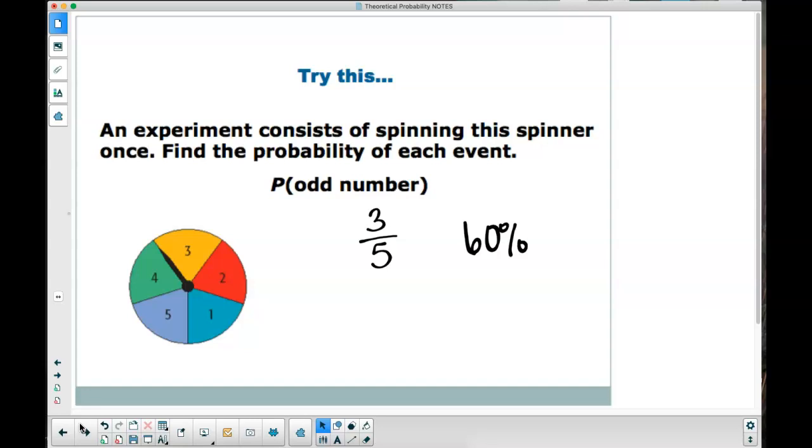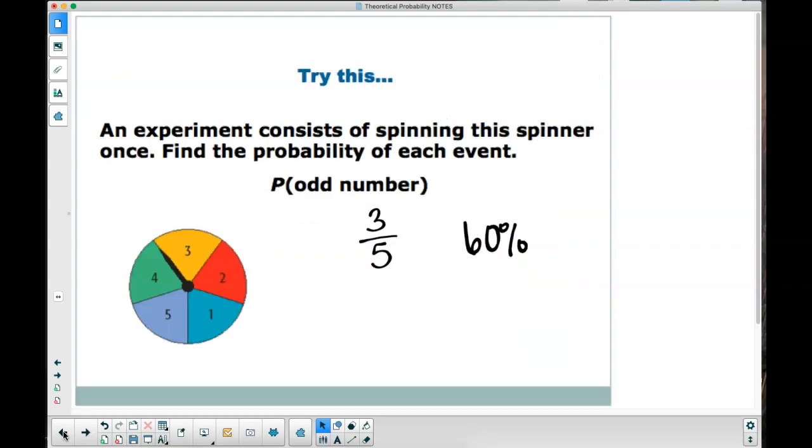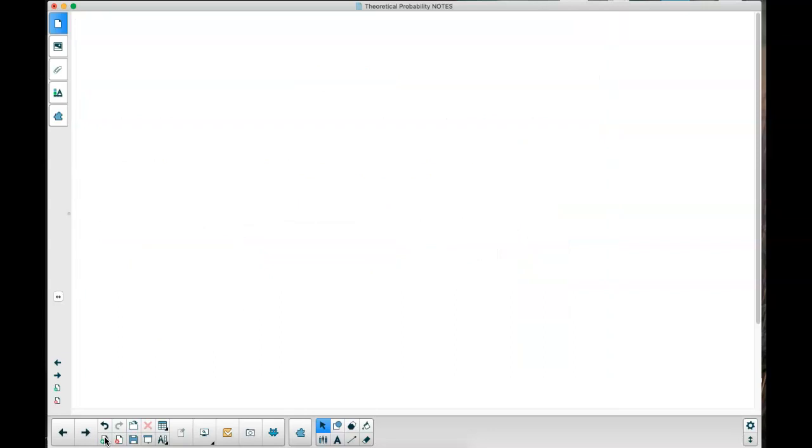If I'm going to roll this number cube, the probability of rolling a 5 is what? It's 1 out of 6, which would be 16.7%. Okay. All right, flip the page. The next slide is blank.